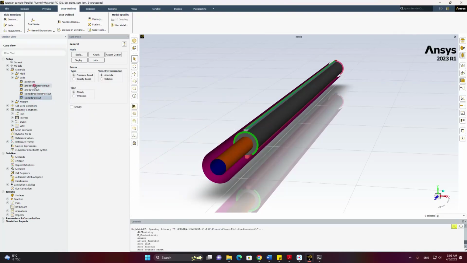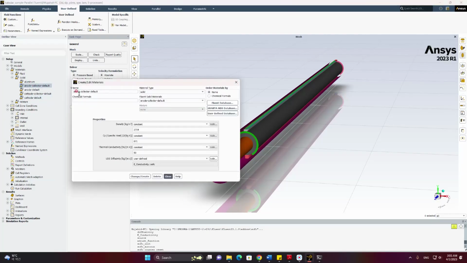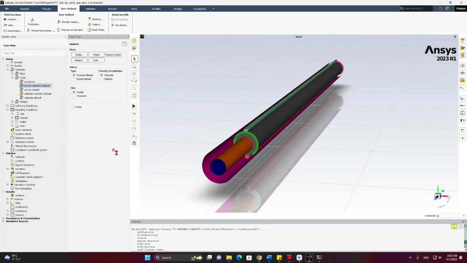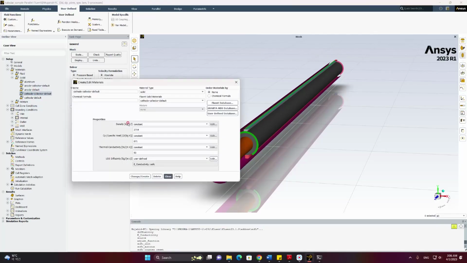Now for the next, we can have anode collector default. These are the current collectors. For anode collector default, it says to give the values 8900. The same we will do for cathode collector default and give the same values.